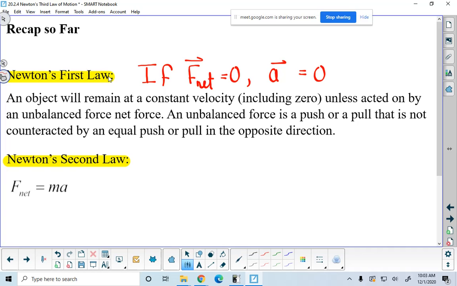And if F net, I'm not going to write it down, were not 0, which means there's an unbalanced force, there would in fact be an acceleration in the direction of the force. What Newton's second law of motion does is just give us a formula that we can use to determine the acceleration from the net force. And I was a little sloppy here in your handout, or at least what you're looking at on the screen. I don't have vector symbols above the force or the acceleration, and I probably should.